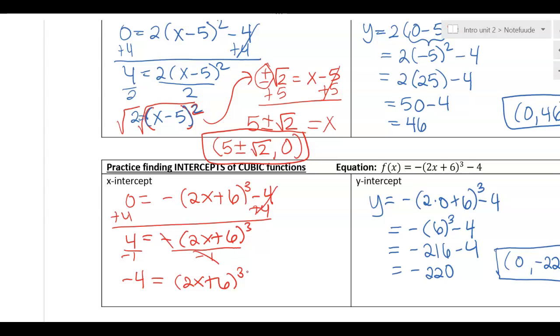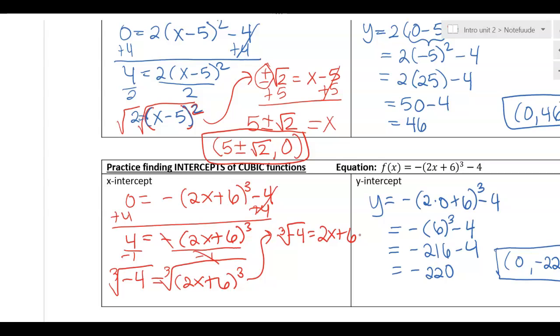Cube is okay. Can you cube things and get a negative? Can. A negative number cubed is a negative, so I just kind of expect whatever's in this cube to be negative. What should I do as the next step in order to find the x value? Take the cube root. Okay, so just like my square root, but instead, it's a cube root. So I have the cube root of negative 4 equals 2x plus 6.